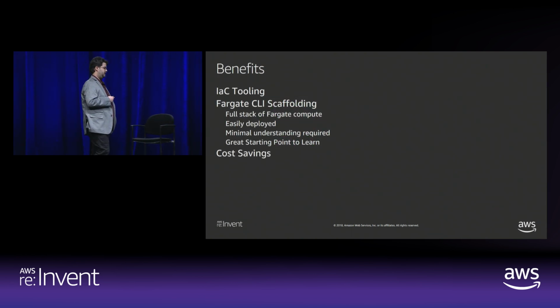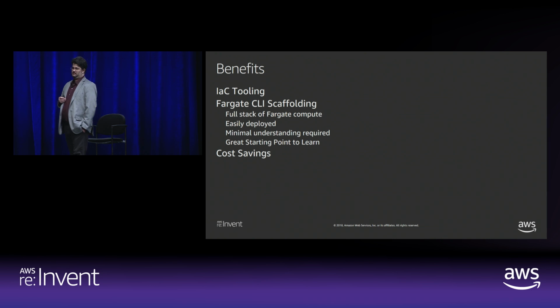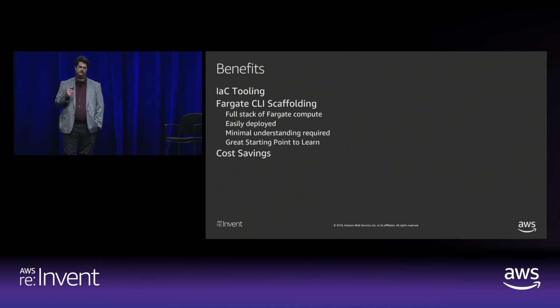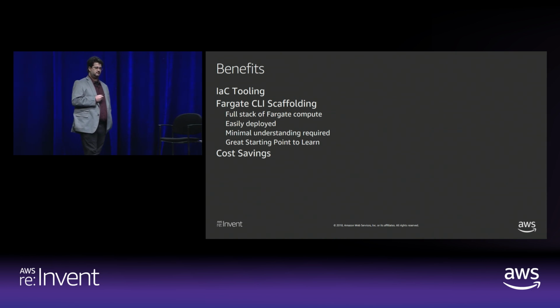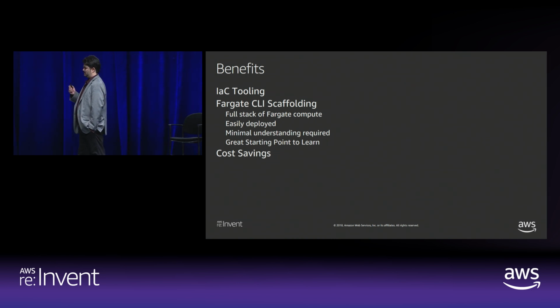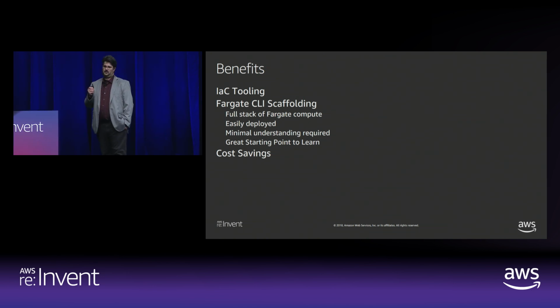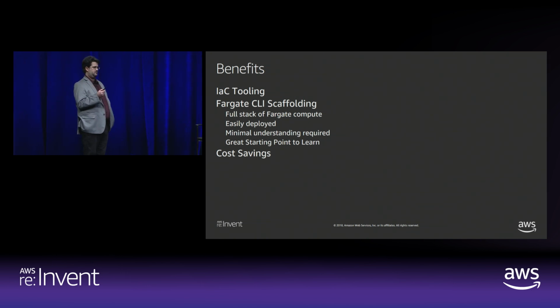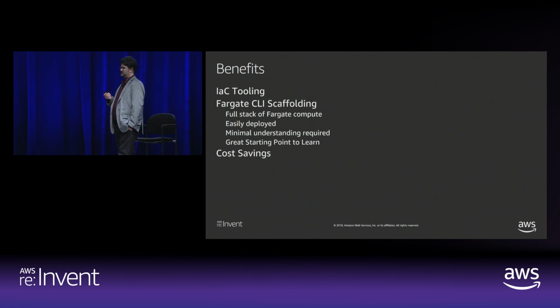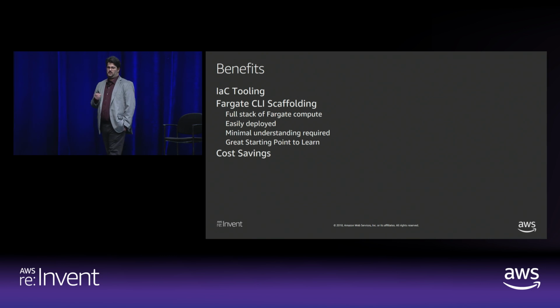One key aspect of that tooling was to build a scaffolding CLI that would allow the teams to accelerate into deploying their compute clusters. This was key because it gave our teams a full stack of something that they would use in the Fargate compute cluster without needing to know exactly what it did. It provided a full stack of Fargate compute that was easily deployable with minimal understanding required.